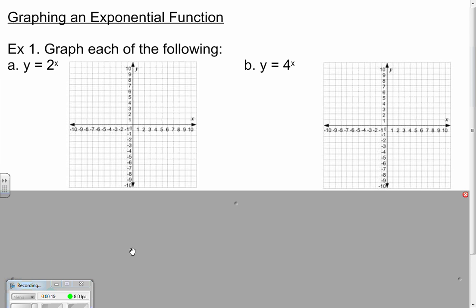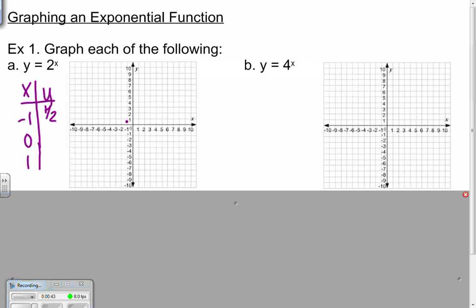Your best bet at this point is to pick values of x, plug them in, and get values of y back out. Typically speaking, when we do that, we like to pick 3 values, a negative, 0, and a positive. If you put a negative 1 in, 2 to the negative 1 gives you 1/2. Negative 1/2 is right there. Oh, just kidding. Up further.